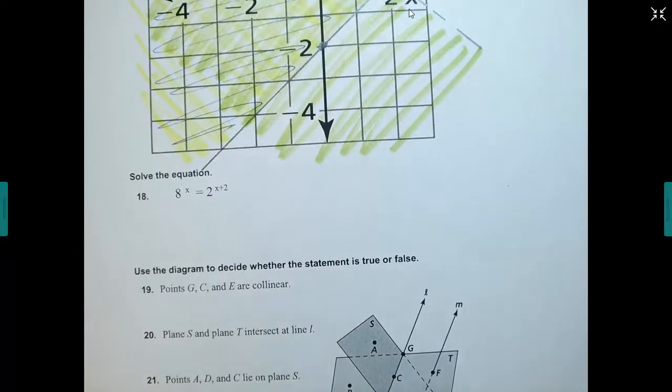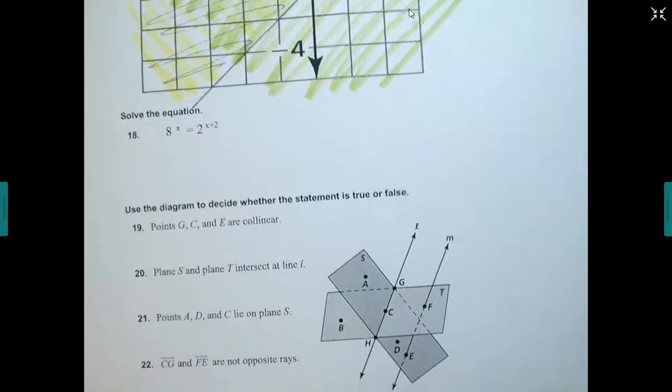All right, number 18, you didn't have to do. We didn't get that far in the book yet, but we will cover it later.